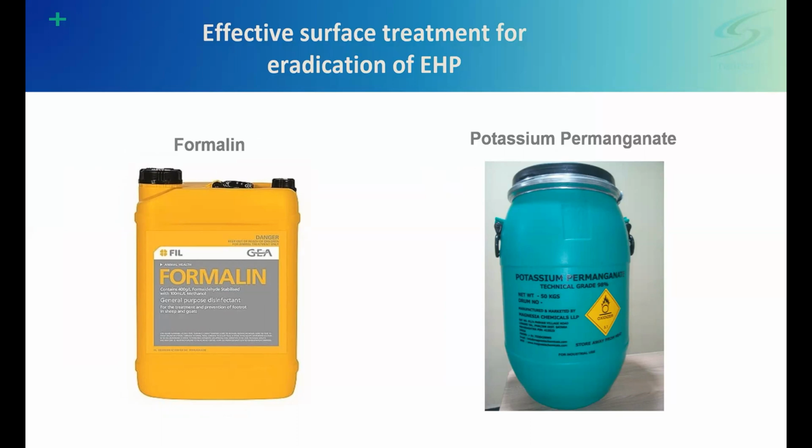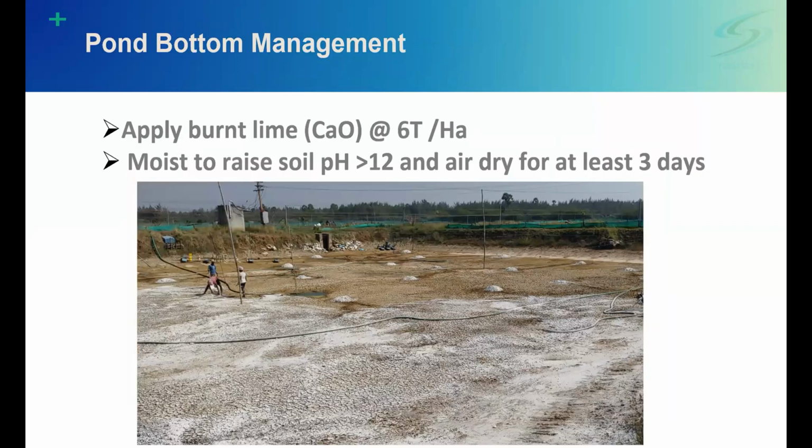In the coming slides, I'm going to suggest that if you choose to apply burnt lime, you dry the pond properly and do all the preparation thoroughly. After that, you apply burnt lime at around 6 tons per hectare. Once you do the liming application, you have to moisten that lime so that the pH rises. EHP can be eradicated at high pH and low pH, and high temperature and low temperature.